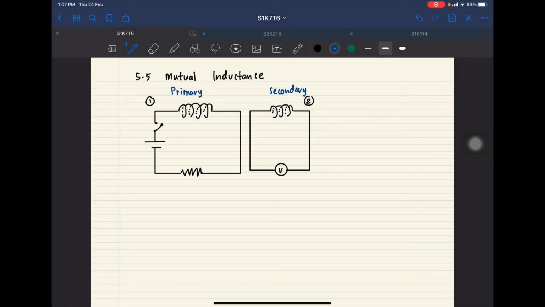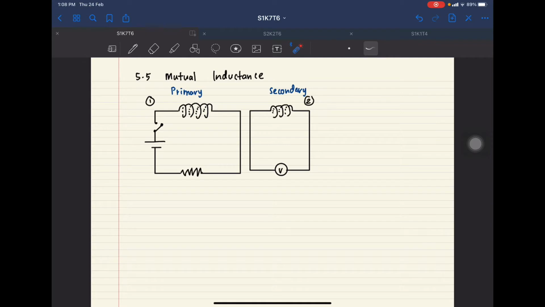Now let's try to look at the last subtopic of this chapter 5.5, which is about mutual inductance. Previously we learned about self-inductance, which involves one circuit. Now it involves two circuits. Let's say this is my circuit 1 and this is my circuit 2. Circuit 1 represents the primary. The primary is the one that has a power supply, and the secondary is without any power supply.